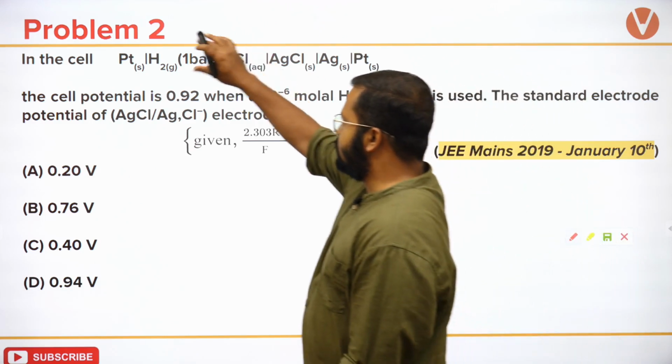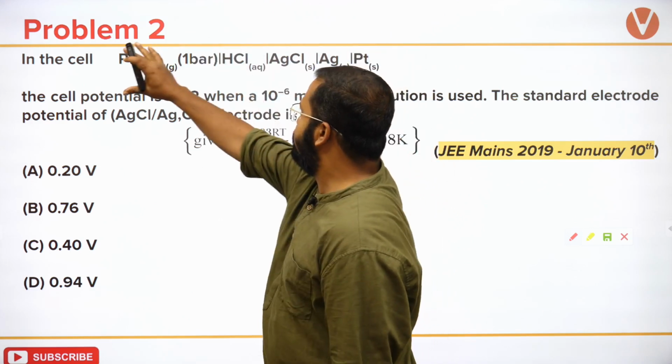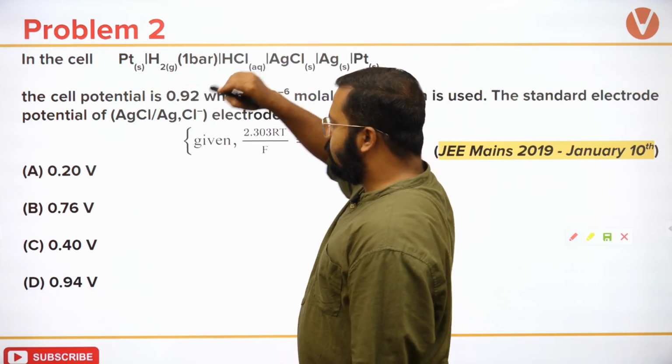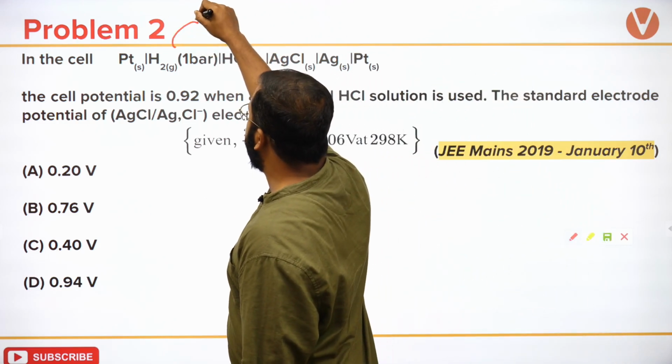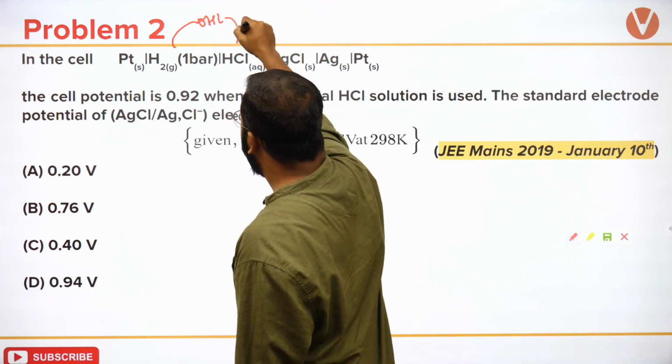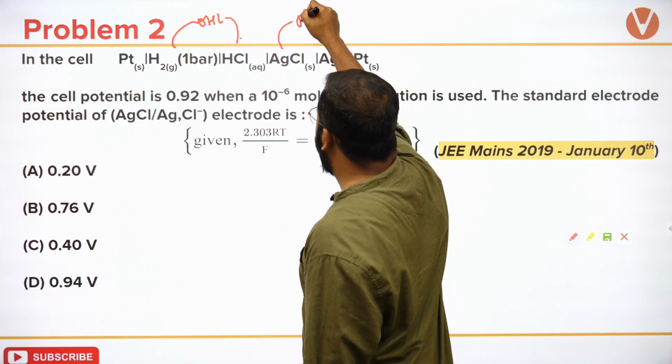So the question is this. This is the cell. Now can you tell me what is the oxidation half cell? The oxidation half cell is this one. And this one is the reduction half cell.